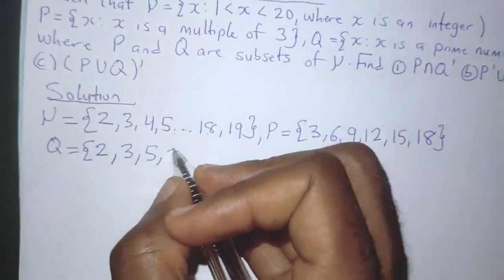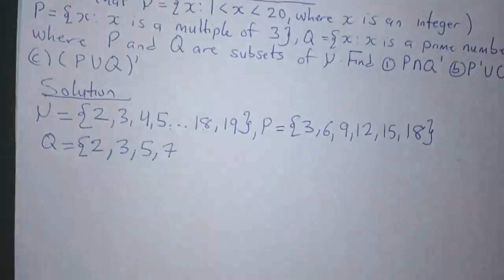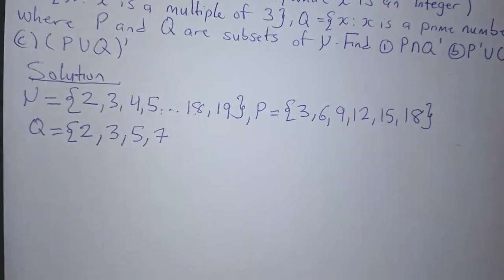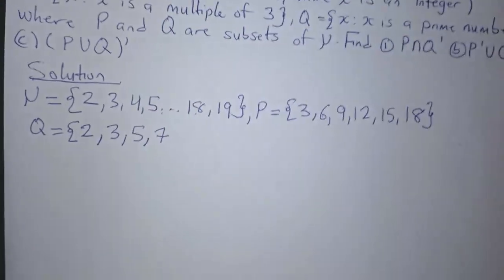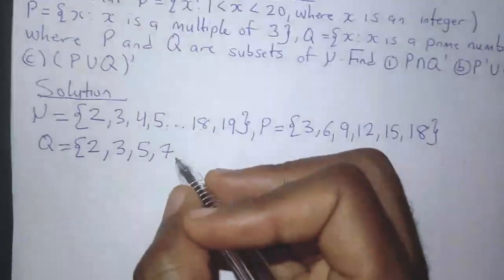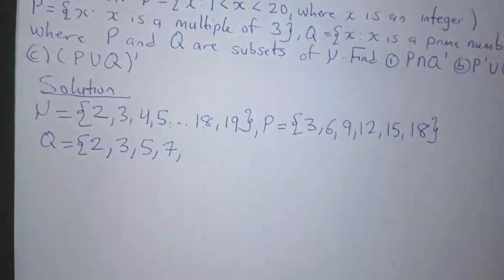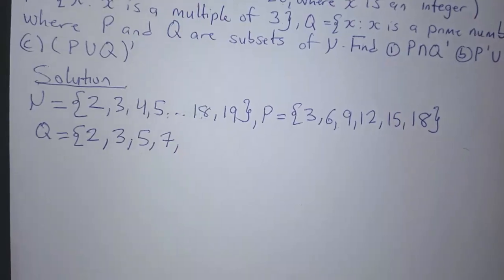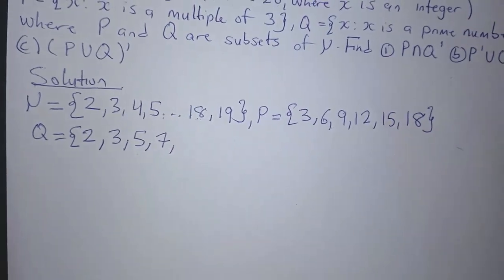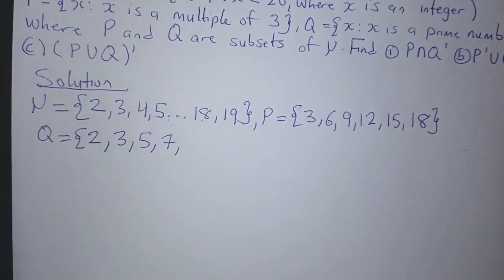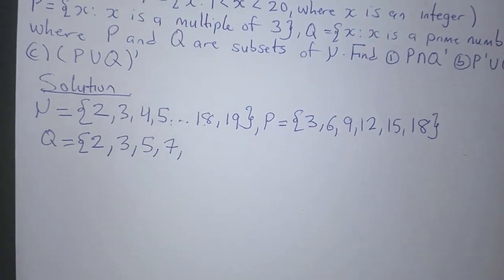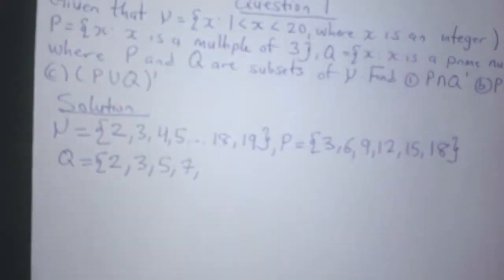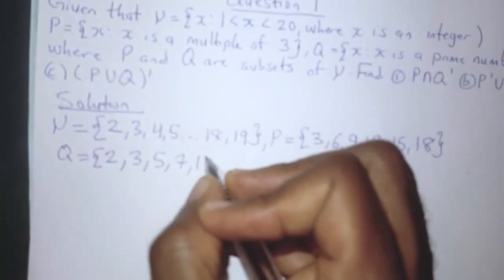Then 7 is a prime number, because the only factors of 7 are 1 and 7. 8 is not. 8 has 1, 2, 4, and 8 as its factors. 9 is not a prime number because the factors of 9 are 1, 3, and itself, 9. So it has 3 factors. And remember I said a prime number must have only 2 factors. Then 10 is not. Then 11 is a prime number too.